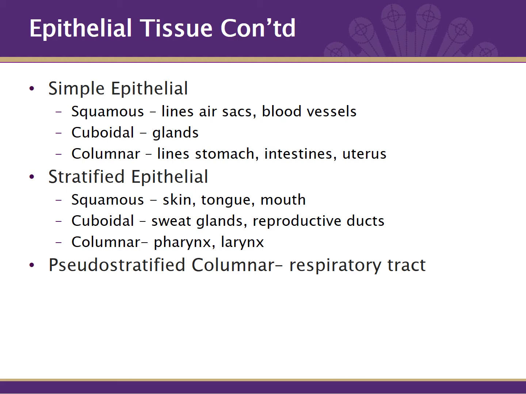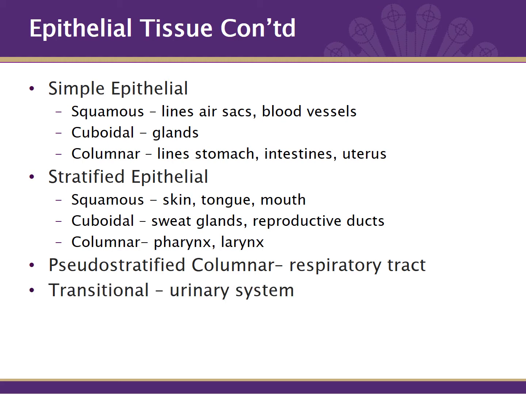Not all the cells of pseudostratified columnar reach the free surface, but all touch the basement membrane, which makes it simple and not stratified. We call the cells columnar because they are often long and thin. It is found in the respiratory tract and male urethra.